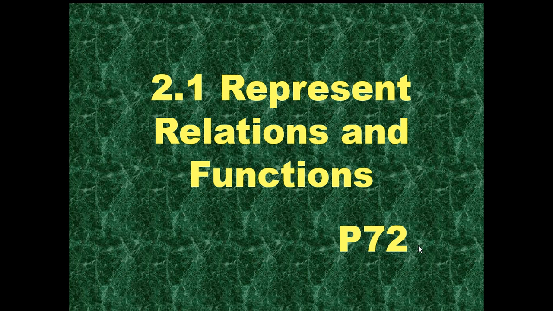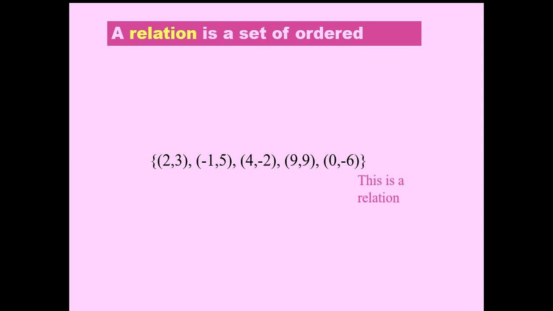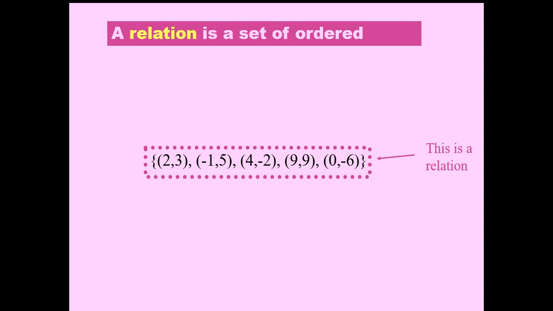So we're gonna start to explain this chapter. 2.1 Represent Relations and Functions, page 72. It's chapter 2. I have this section. First, you need to define what is a relation. A relation is a set of ordered pairs, okay? Any set of ordered pairs is a relation.